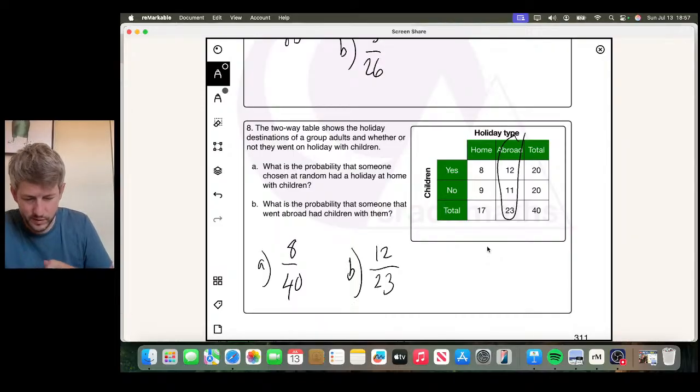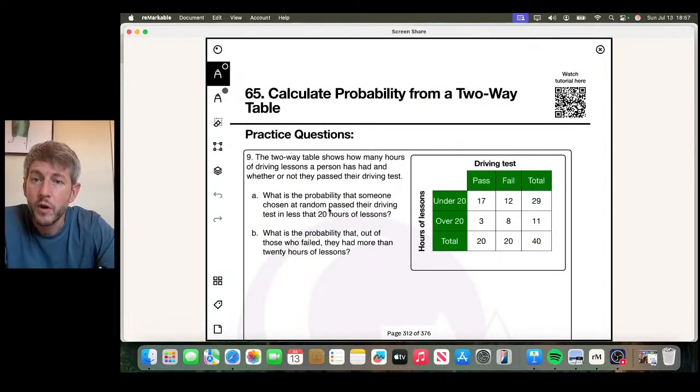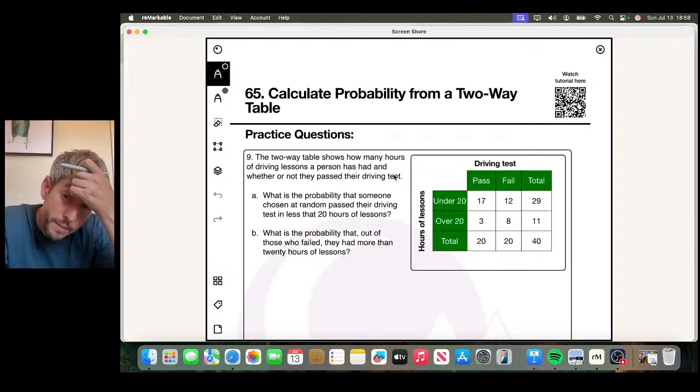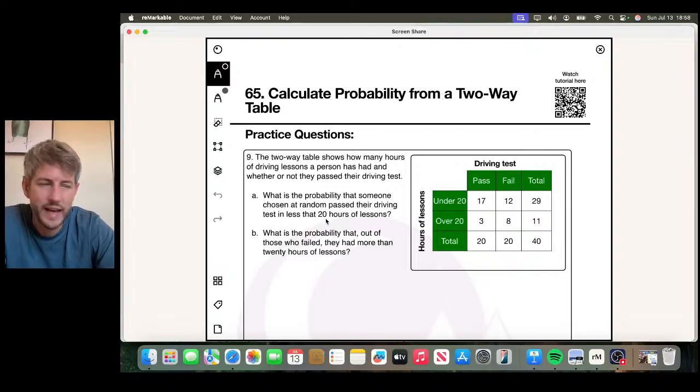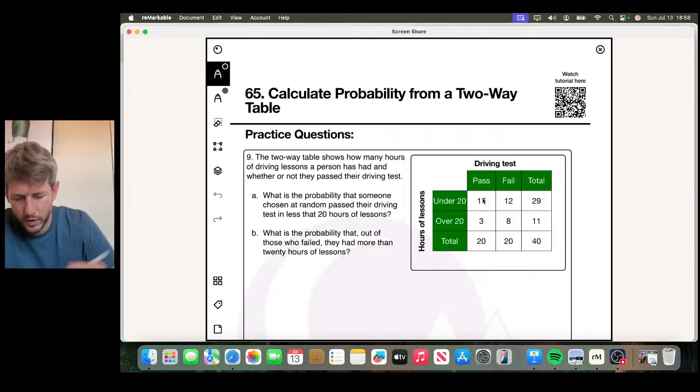Okay, right. Question 9. The two-way table shows how many hours of driving lessons a person has had and whether or not they passed their driving test. A. What is the probability that someone chosen at random passed their driving test in less than 20 hours of lessons? Okay, so less than 20 hours of lessons, pass. So here we go, that's these 17 people, and it's at random, so it is out of everyone. So it's 17 out of 40.